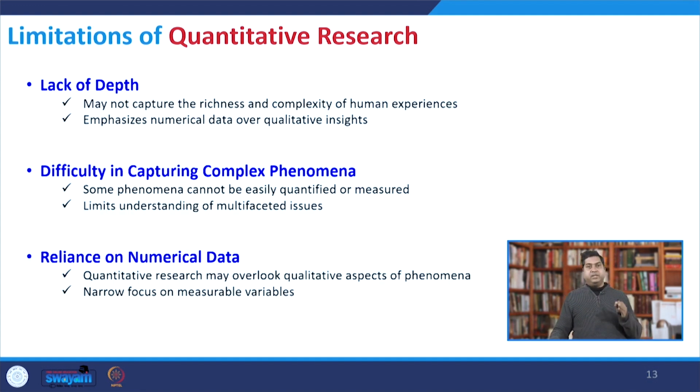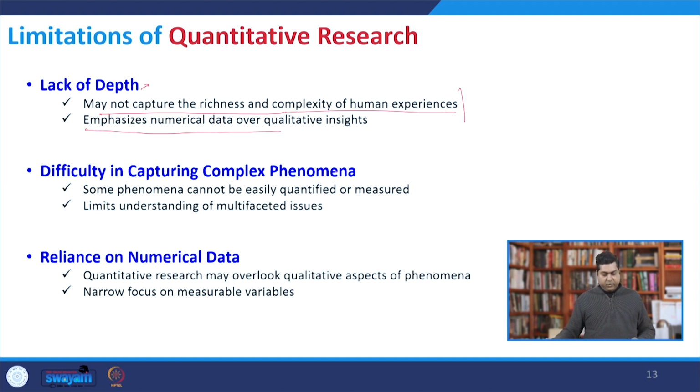Now, along with advantages, we also should understand the limitations. The first limitation is the lack of depth. When we remove the subjectivity from our research, it may not capture the richness and complexity of human experiences, because many behaviors and emotions cannot be quantified directly. It also emphasizes numerical data over qualitative insight. That is the drawback, and that is why I said that any method has some advantages and also certain limitations.